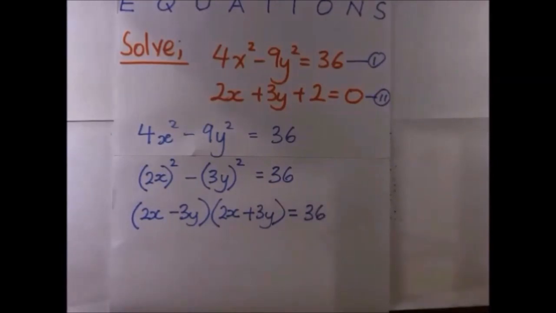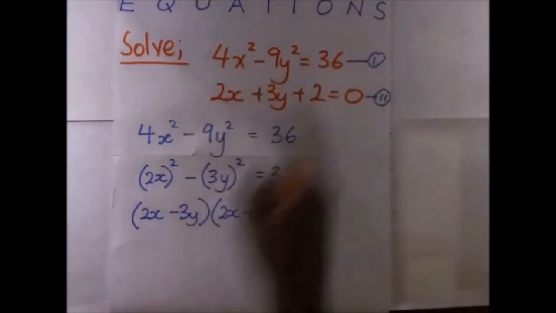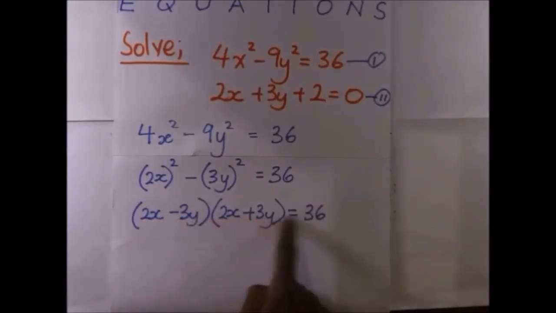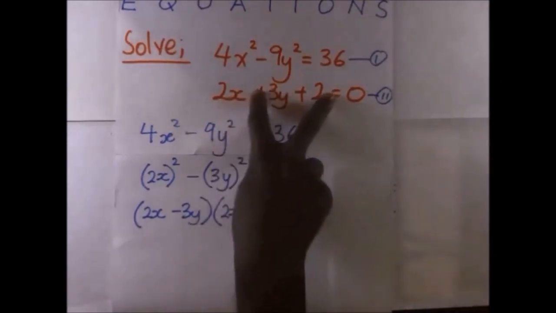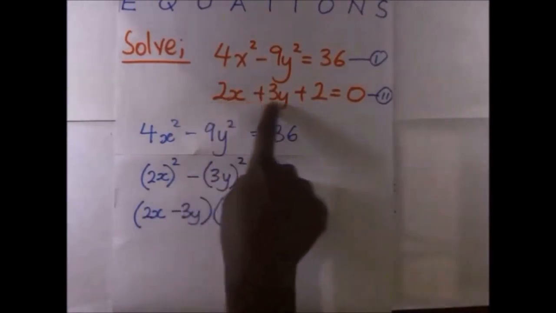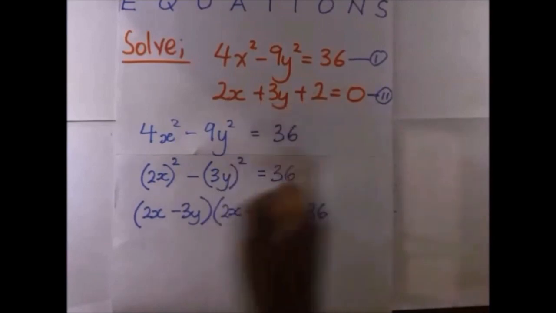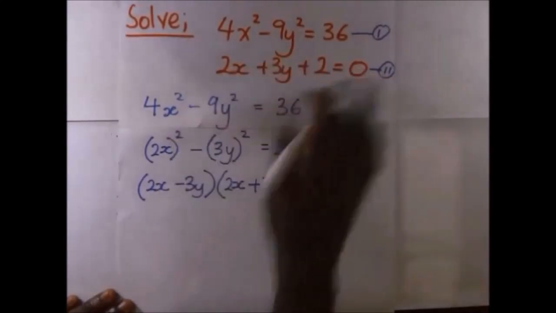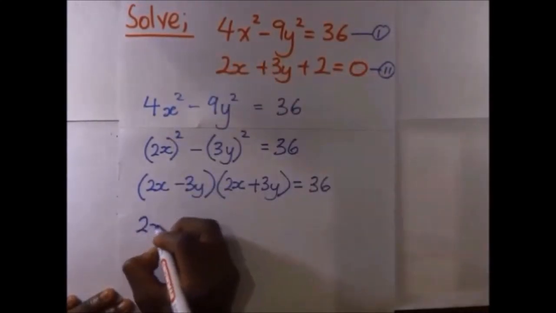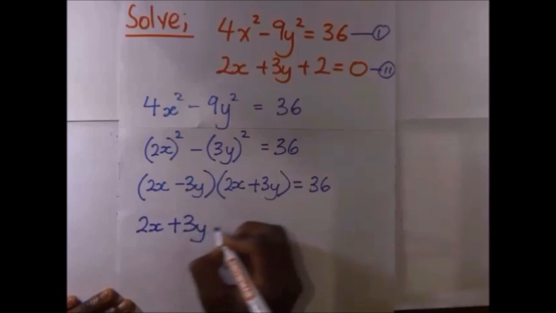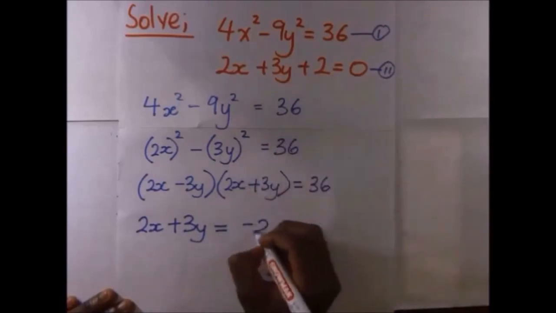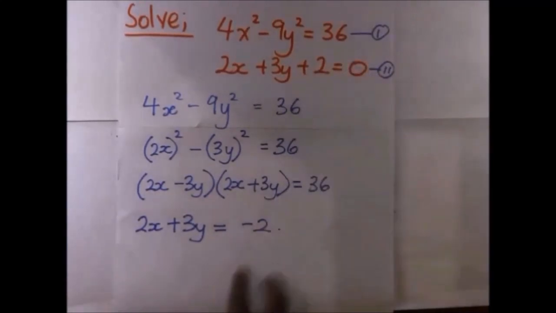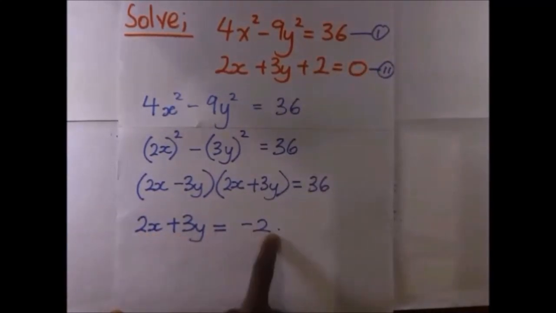So now our equation 1 has become (2x minus 3y)(2x plus 3y) equal to 36. But if you look at our equation 2, if we collect like terms and put the whole numbers on one side, from this second equation we get that 2x plus 3y is going to be equal to negative 2. So from our second equation, we are seeing that 2x plus 3y is equal to negative 2.